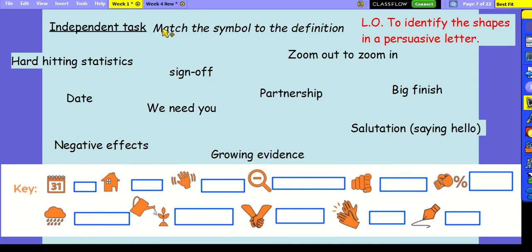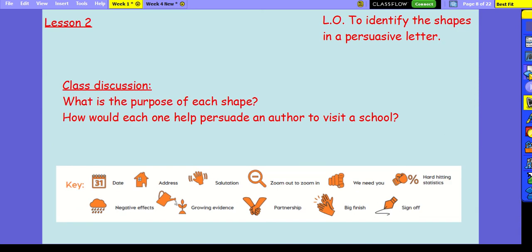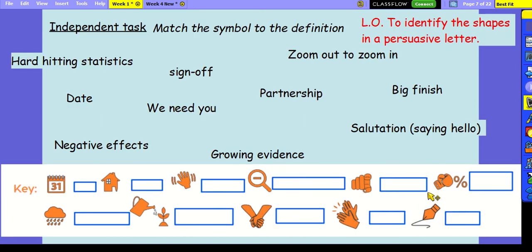Okay, your job is to match the symbol to the definition. So, here you have the names of all of the shapes and all of the symbols, and your job is just to match them together, and you're going to have a little think about what each one means while you do that.